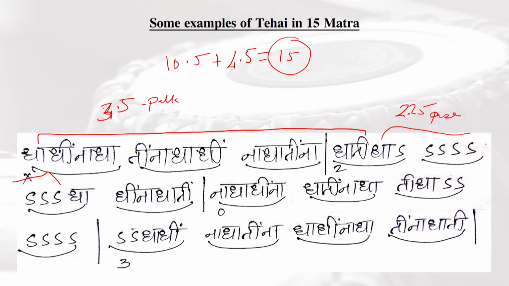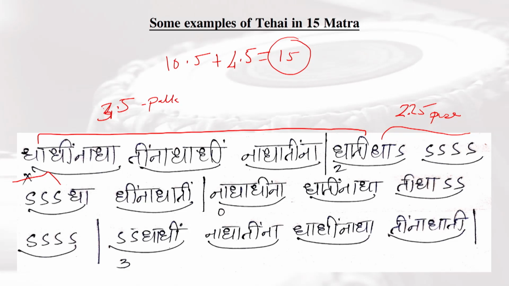Let's recite this Tehai. Dhadinna dhatinna dhadinna dhatinna dhati dha takita takadimi dhadinna dhatinna dhadinna dhatinna dhati dha takita takadimi dhadinna dhatinna dhadinna dhatinna dhati dha. So we are saying takita takadimi. Since it's a 2.25 phrase, we are saying takita takadimi. So let's move to another Tehai.